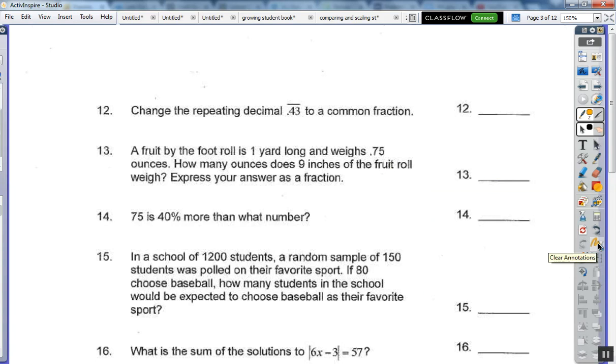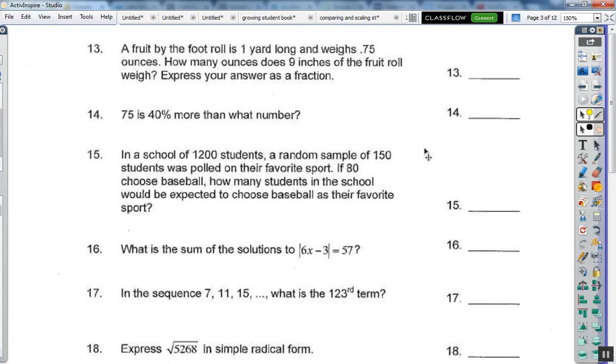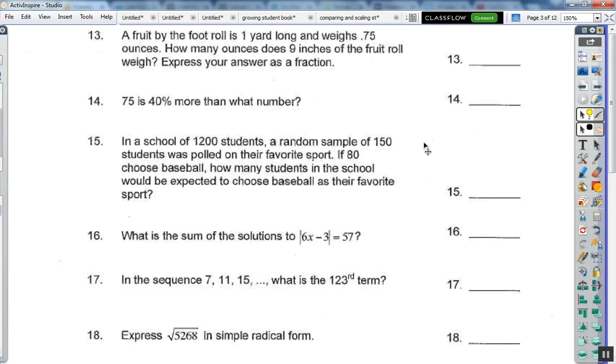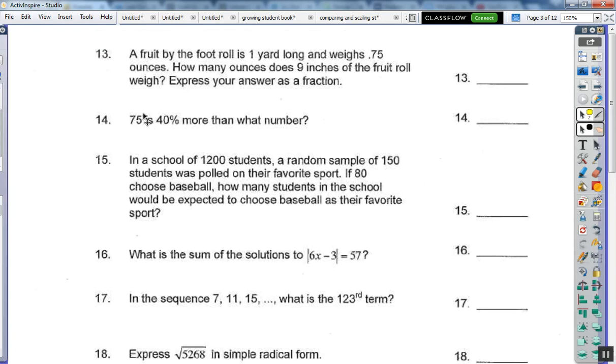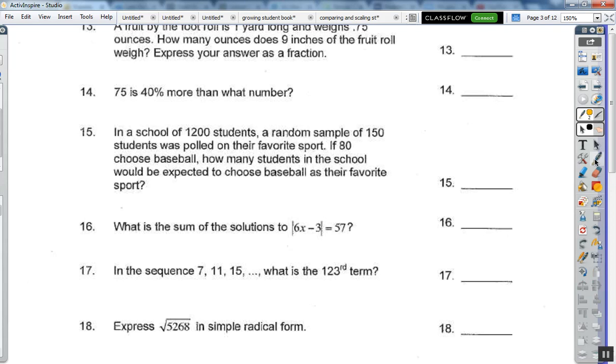All right, number 14. Number 14 asks, 75 is 40% more of what number? So again, remember that this is a math word. The word is means equal. So we have 75 is equal to 40% more than what number?